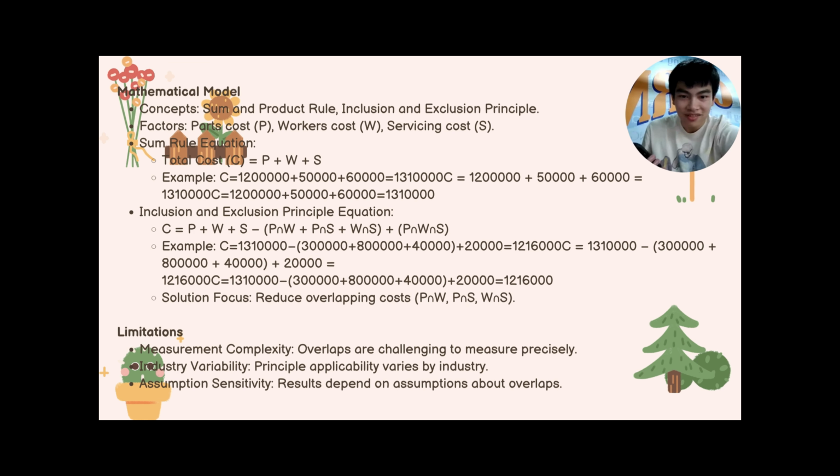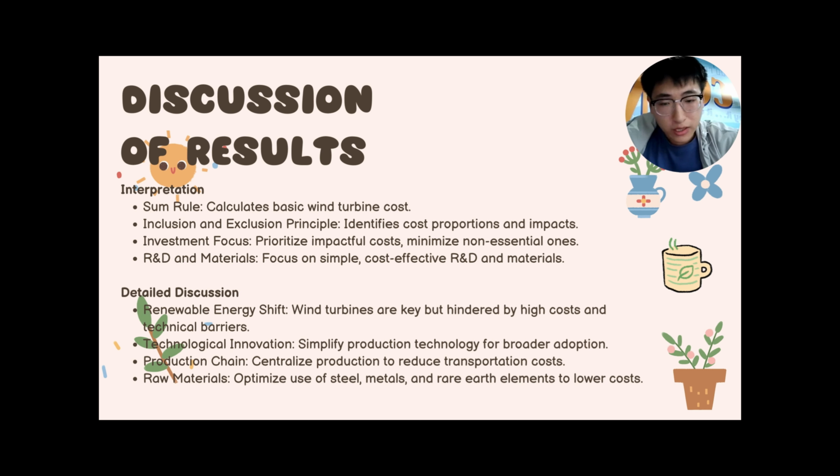My name is Li Fuyang. In this part I want to talk about managing wind turbine cost and driving technological innovation. First, the sum and product rules help calculate the basic turbine cost, guiding our cost analysis. Secondly, the inclusion and exclusion principle identifies cost proportions and impacts, optimizing our spending. We prioritize impactful costs and minimize non-essential ones, focusing on simple cost effects, R&D, and materials.